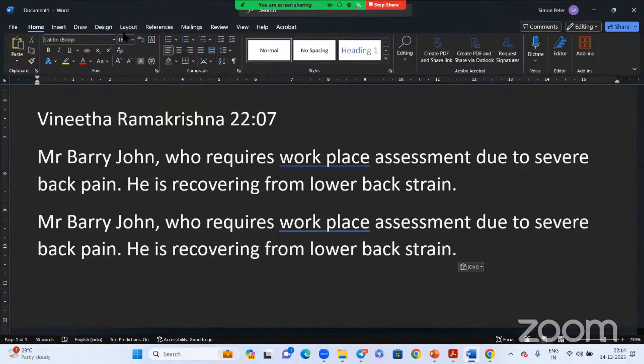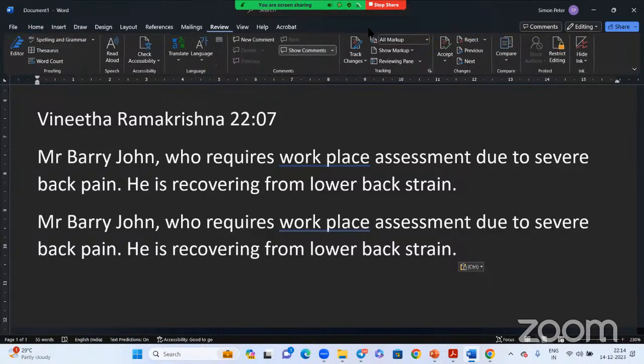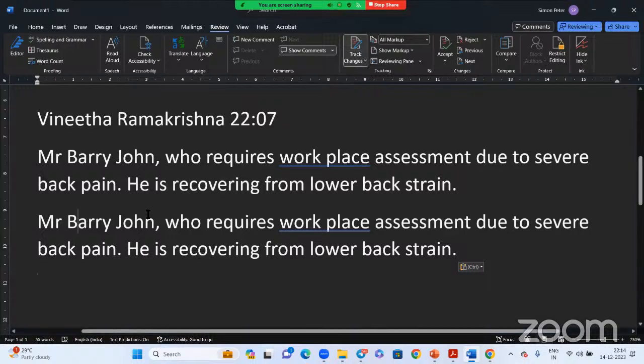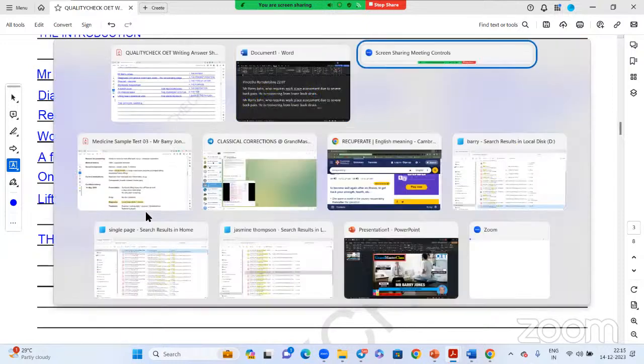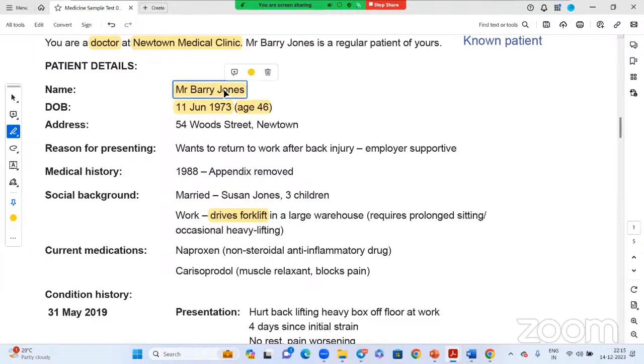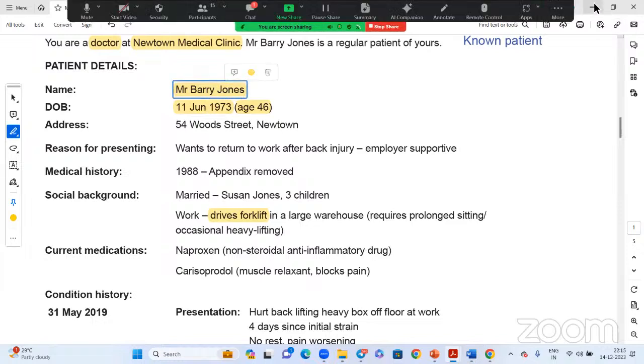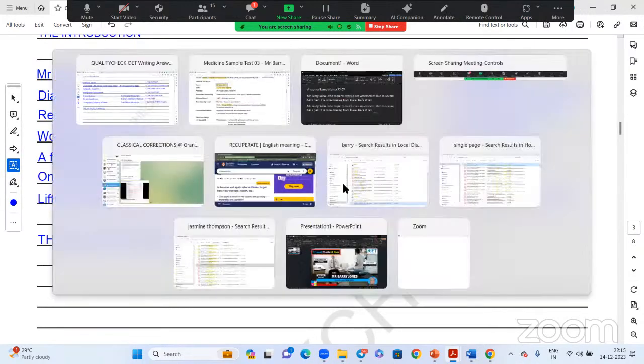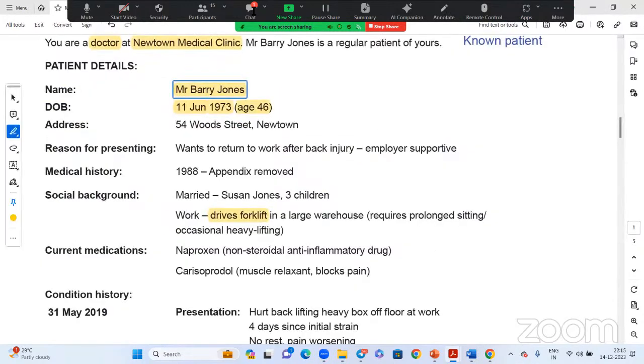Mr. Barry Jones. What is this, Barry Jones? From where did Joan come? What is the spelling? You don't know the spelling of the patient's name? Barry Jones. Okay. Vinitha Ramakrishnan.